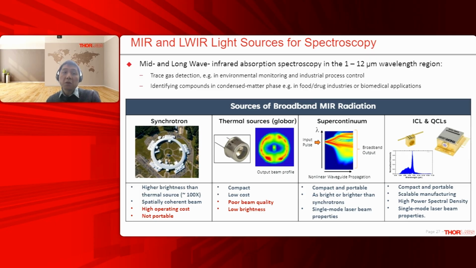Furthermore, QCLs and ICLs are the only semiconductor laser sources, which means they are scalable in manufacturing. Even with a smaller footprint than supercontinuum lasers, they can offer high brightness emission and can be engineered for specific wavelengths, although the typical bandwidth is narrower.